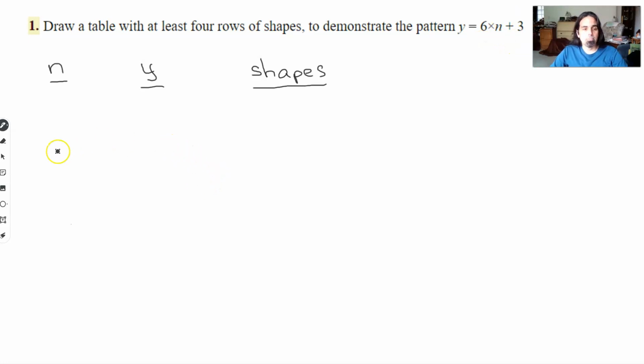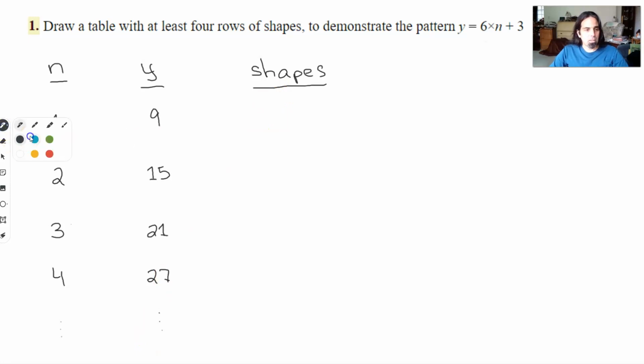type of formula. So here's our 4 rows. 1, 2, 3, 4, and we could keep going, but we won't. For y, we have to plug in n. 6 times 1 is 6, plus 3 is 9. 6 times 2 is 12, plus 3 is 15. 6 times 3 is 18, plus 3 is 21. 6 times 4 is 24, plus 3 is 27. And again, we could go on, but we won't.